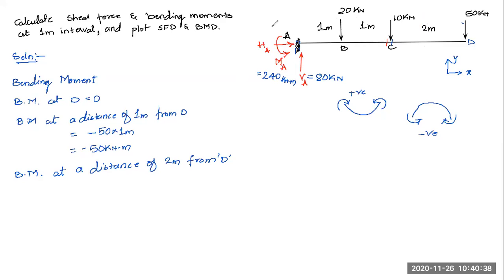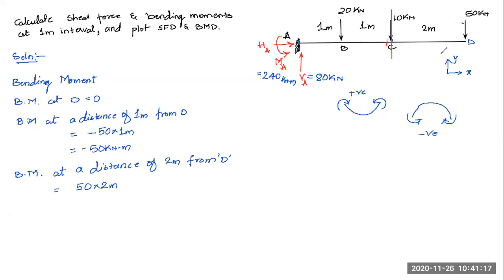So here we'll calculate the moment when my section is at C. The distance is 2 meters. What are the forces to the right side of my section? Here I have only this 50 kilonewton force. It doesn't matter whether it is to the left or right of C; you can say I'm exactly at C only. Now the distance has increased by 2 meters, so 50 into 2 meters will be the magnitude of the moment.